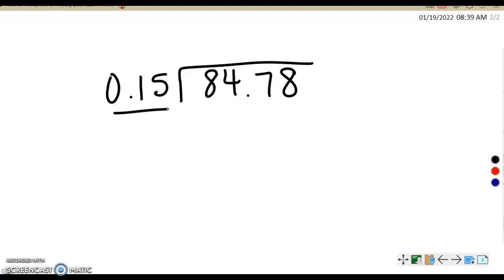We can't have that, so we have to change it to a whole number. Grab the decimal, move it over 2 times this time, because we want to make this an even 15. We don't want to leave it at 1.5 because we can't have any decimals on the outside. Whatever we do to the outside, we have to do to the inside. So we do the same thing to the outside.